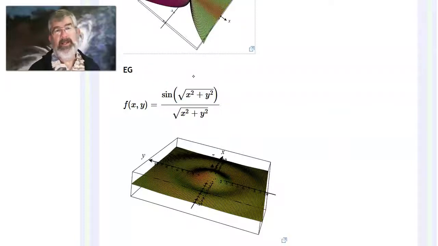This is what in Calc 1 we called a removable discontinuity. If the limit existed, but the function value didn't, then you could just assign a function value at that point to be whatever the limit is, and you fill the hole in, and now it's continuous. And so this would be an example of a discontinuous function, but it's a removable discontinuity. It's just a hole in the graph, just at one point. Anyway, there's the notion of continuous functions for functions of two variables.